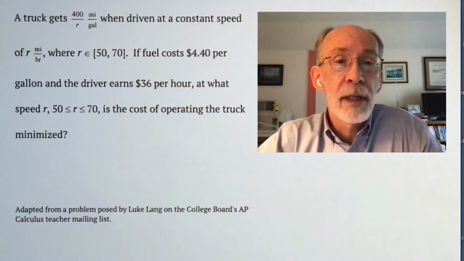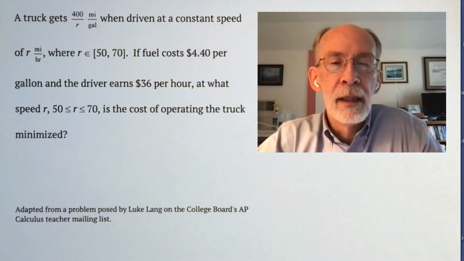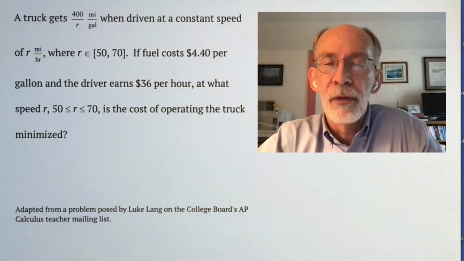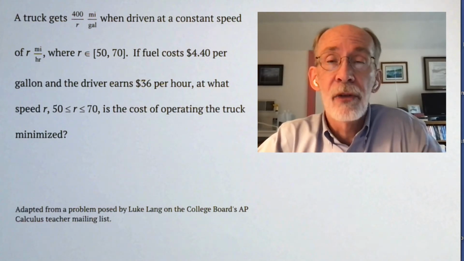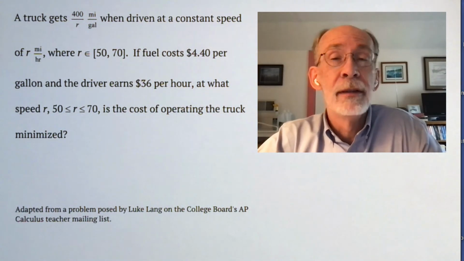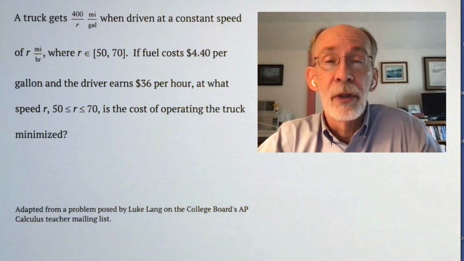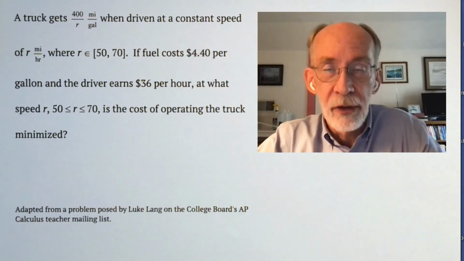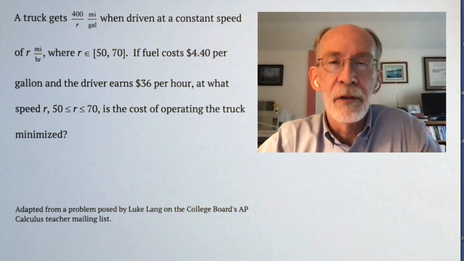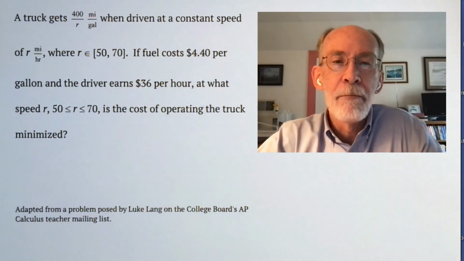If fuel costs $4.40 a gallon and the driver earns $36 an hour, at what speed R, in the closed interval 50 to 70, is the cost of operating the truck minimized? So the tension is between the cost of the driver and the cost of the fuel, right? If the driver is going faster, they're going to get there sooner. It's going to cost less in terms of their hourly wage, but it also is going to contain a cost in terms of the gas mileage, which translates into the money that the trucking firm has to pay to keep the rig on the road, so to speak.